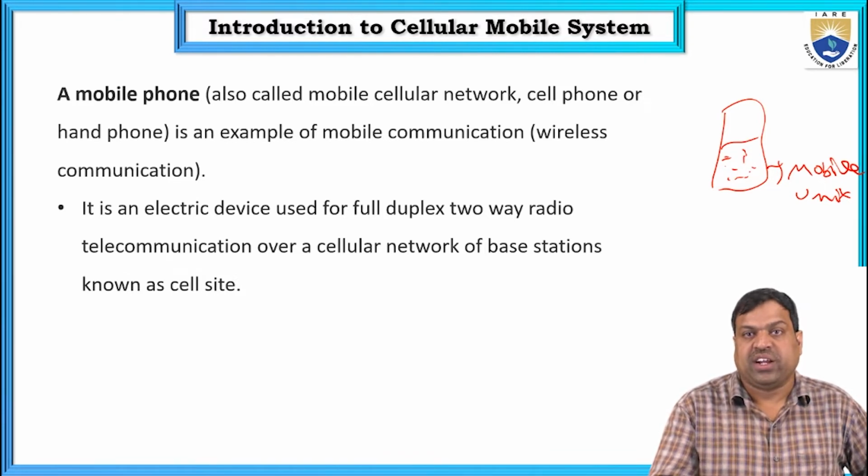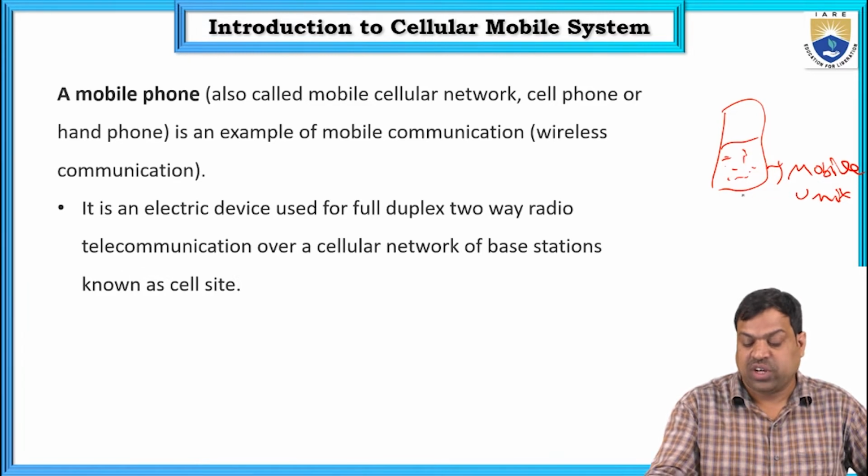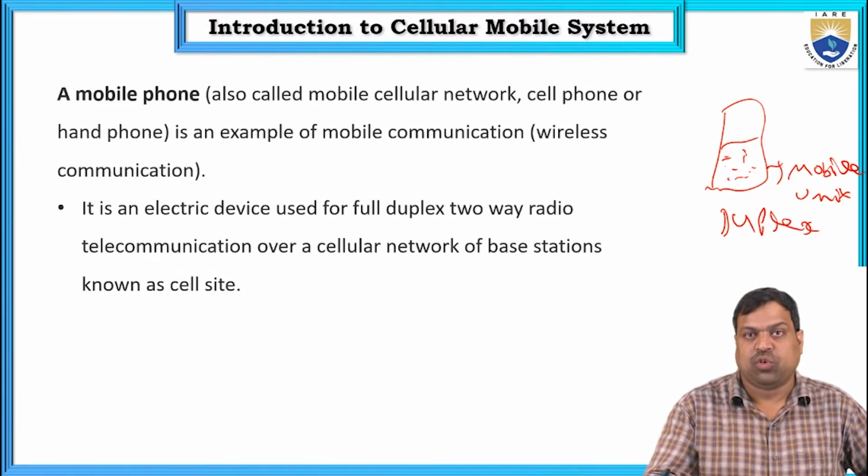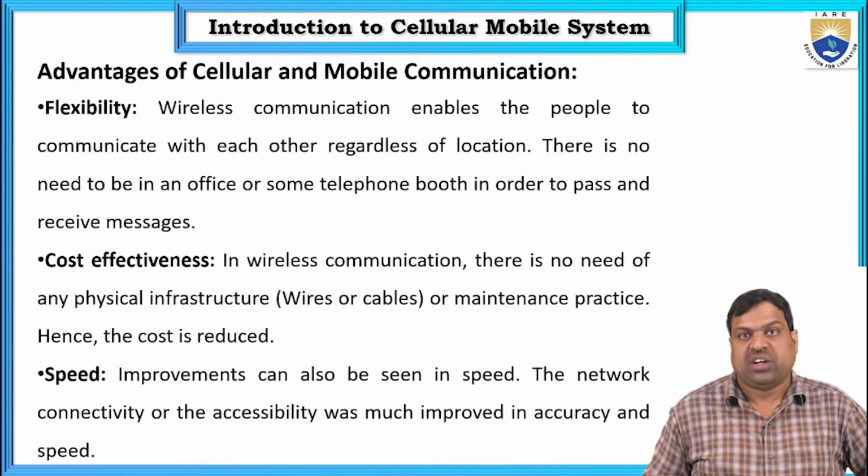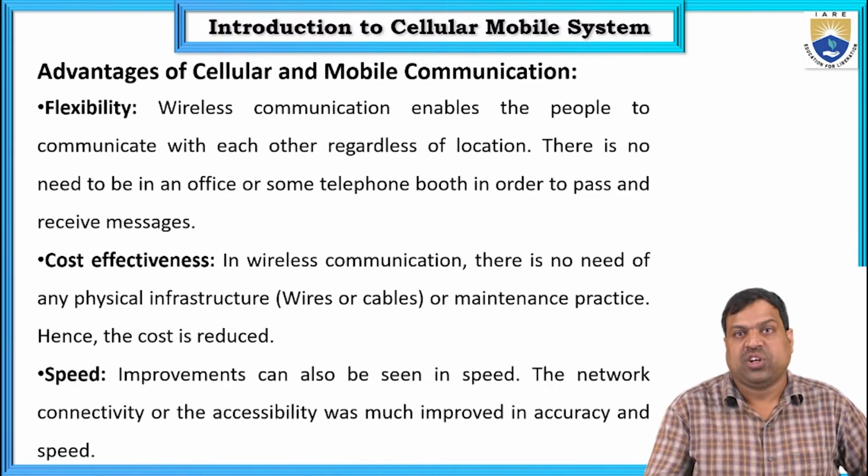It is an electronic device used for full duplex two-way radio communication over a cellular network of base stations known as cell sites. In general terms, we use incoming and outgoing calls, and in cellular communication we call this duplex, incoming way and outgoing way. And what are the advantages of the cellular mobile system?